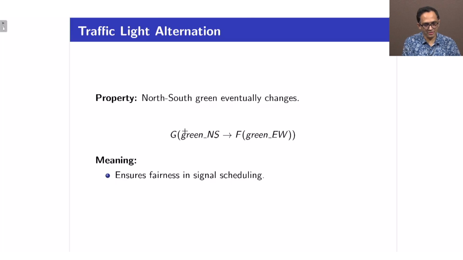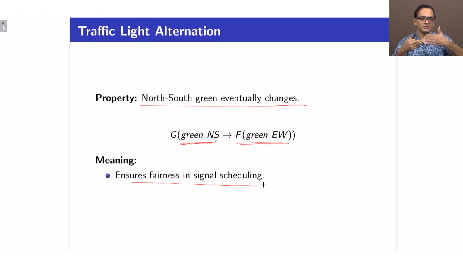Similarly, if I write, see, north to south green eventually changes, right? You cannot just keep one direction on, right? So I'm saying green north to south, then in future green east to west, right? So I'm basically saying that this stops and this becomes green in future, and that is basically fairness in this traffic monitoring.